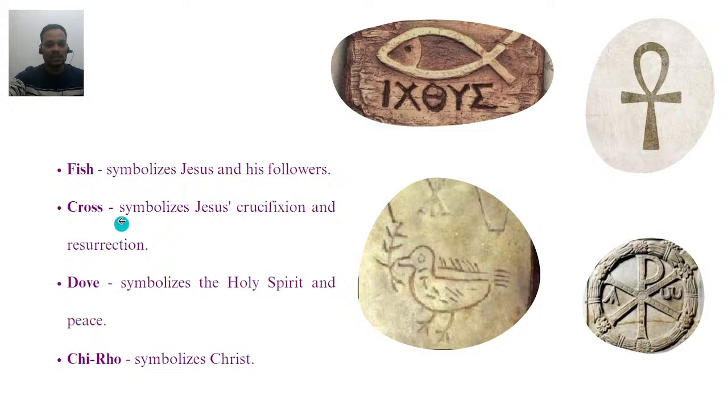Now coming to the next, that is an anchor. The anchor symbolizes hope and steadfastness. So this was an old symbol related to Christianity, or we can say early Christian art. Now the next symbol is the Good Shepherd, which symbolizes Jesus' love and protection for his followers. So this is also a kind of fresco which was made in the early period between the 1st and 6th century, as I told you.